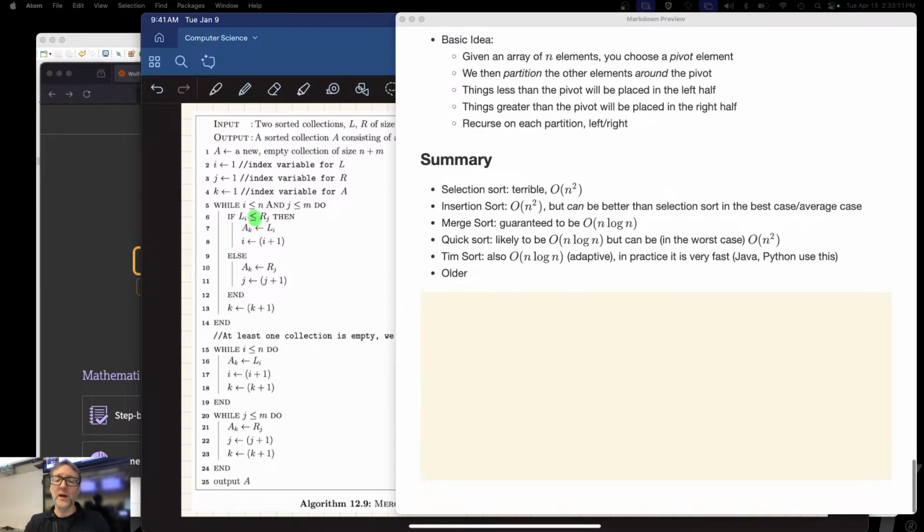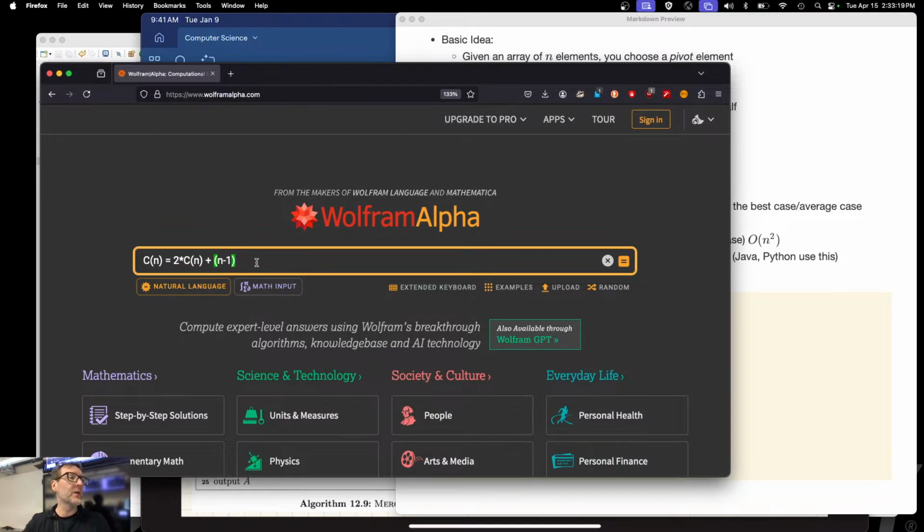Older Java used a hybrid algorithm. So what do I mean by hybrid algorithm? Let's come back over here. Oh, we never actually evaluated this. Remember, this is merge sort and the best case running time of quicksort.